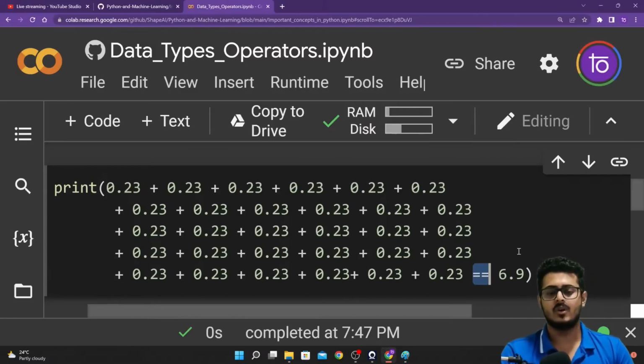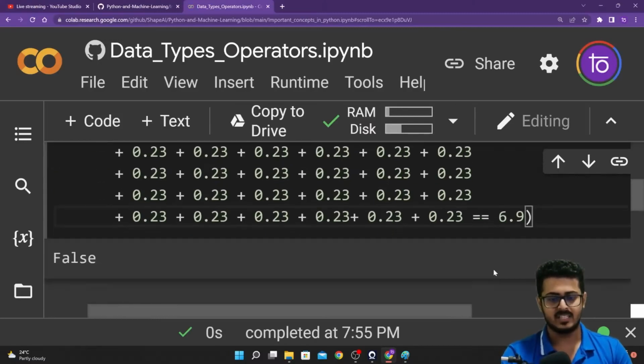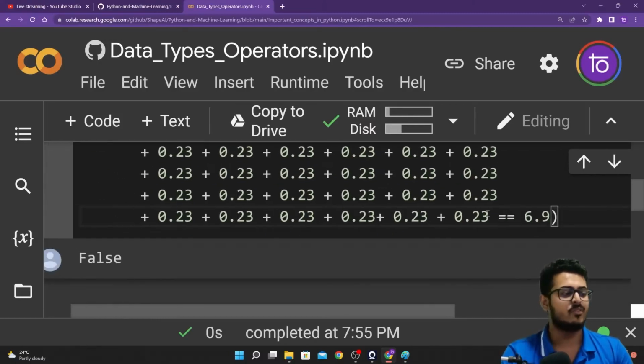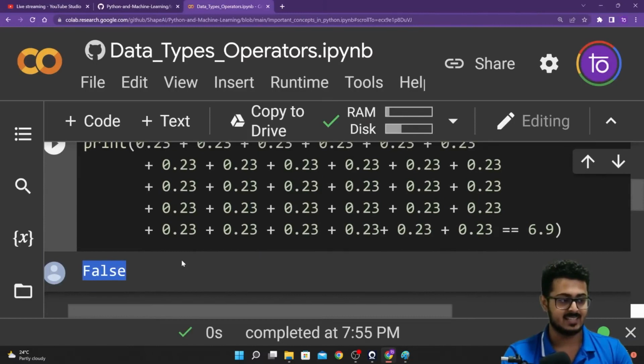According to us, 0.23 added 30 times is 6.9. On the right hand side, we are having 6.9. According to us, the answer should be true. But if you are running this particular line of code, we are getting false as the answer. As you are able to see, you are getting false as the answer itself.